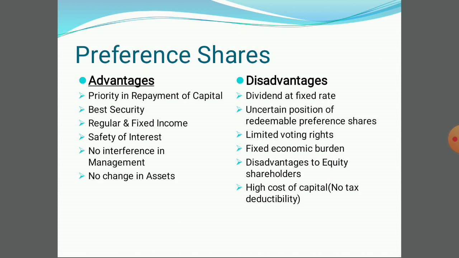Now, the disadvantages. The first disadvantage is dividend at a fixed rate. Preference shareholders get a fixed rate of dividend. For example, if the company has earned 100 rupees profit in this year, out of that 100, a fixed percentage, say 5%, so 5% of 100 rupees would be the benefit that would be passed on to the preference shareholders.